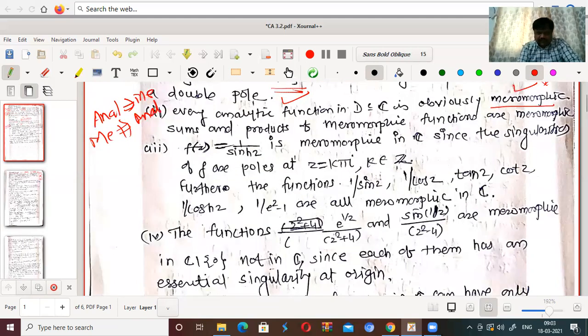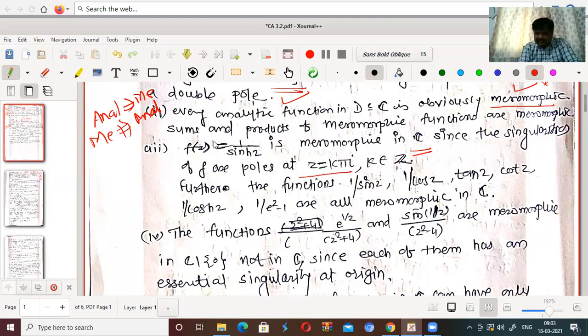So then sums and products of meromorphic functions are meromorphic. If we have two functions which are meromorphic, then their addition is meromorphic as well as their product. F of z equal to 1 upon sin hz is meromorphic in again the complex plane C, right? Since the singularities of f are poles at z equal to k pi i, k belongs to Z.